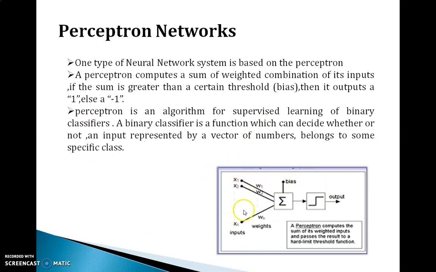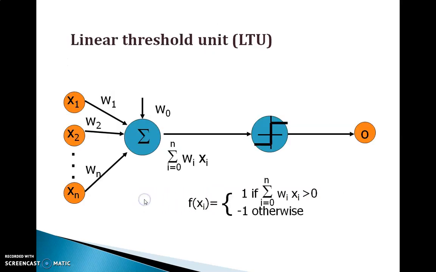This is an architecture diagram for a perceptron. We have a set of inputs x1 to xn. Each input node is connected with a weight. We have to calculate the net input and add the bias to the summation. After the calculation of the net input, we apply the activation function. If it is greater than the threshold value, we trigger the output as 1. Otherwise, the output will be minus 1. This network uses a threshold unit. That's why it is called LTU, linear threshold unit.